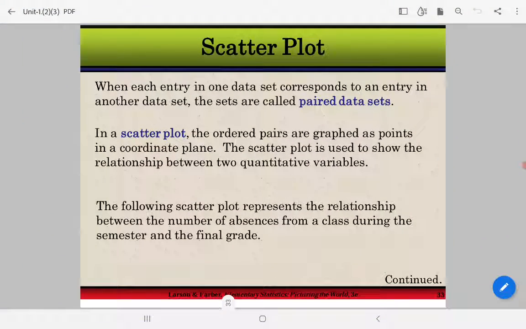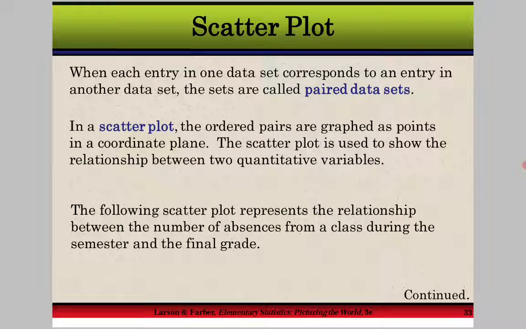So next we discuss scatter plot or scatter graph. So what is a scatter graph? When each entry in one data set corresponds to an entry in another data set, the sets are called paired data sets. In a scatter plot, the ordered pairs are graphed as points in a coordinate plane. The scatter plot is used to show the relationship between two quantitative variables.